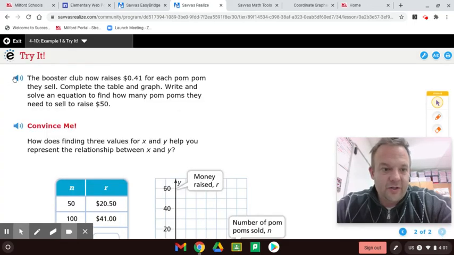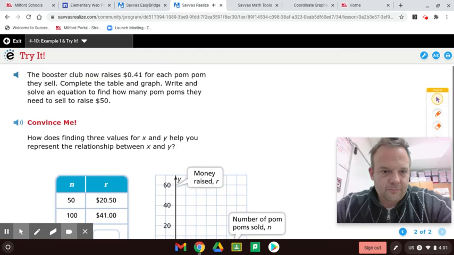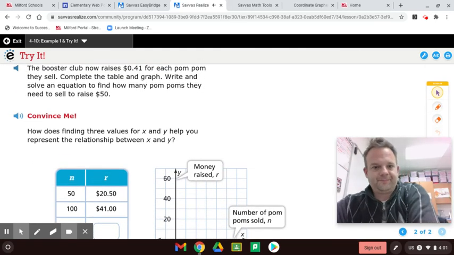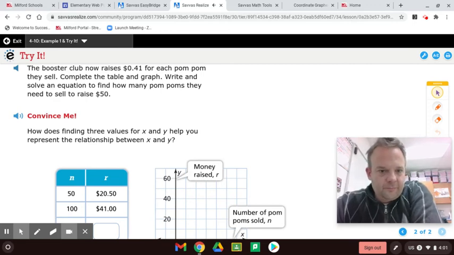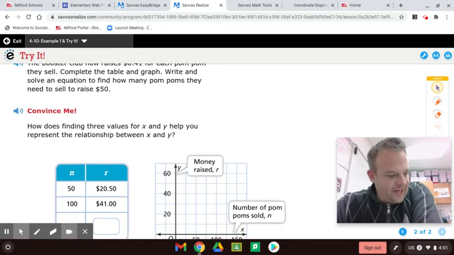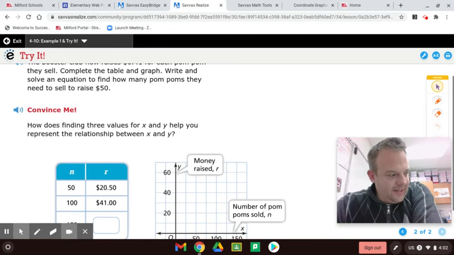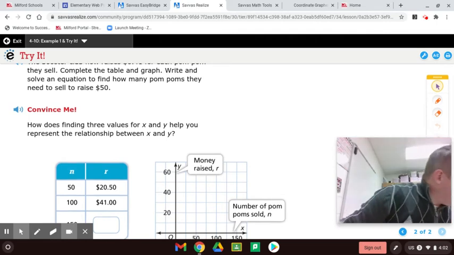All right. Do this one in your book. The Booster Club now raises 41 cents for each pom-pom they sell. Complete the table and graph. Write and solve an equation to find how many pom-poms they need to sell to raise $50. All right. How many do you need to sell to make $50? You guys try this one out now.